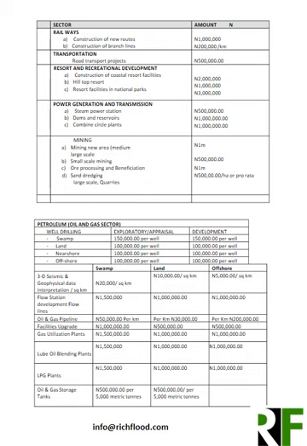Then for railways, construction of new routes is 1 million naira. Construction of branch lines is 200,000 naira per kilometer. Transportation, road transport projects, is 500,000 naira. Another sector is resort and recreational development. A, construction of coastal resort facilities is 2 million naira. You pay this as the final access charge.